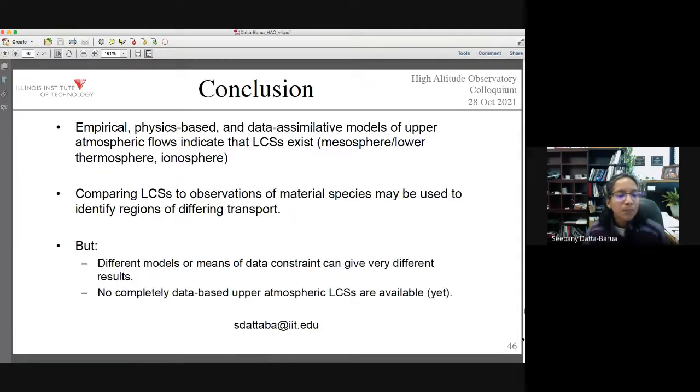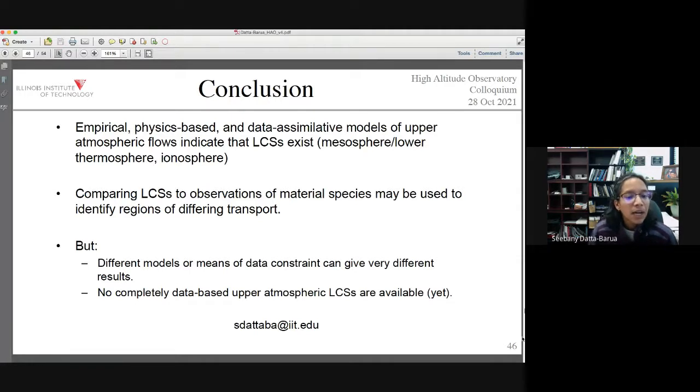So in summary, what I've been talking about here is the use of empirical physics-based and data assimilative models of the ionospheric drifts, thermospheric neutral flows, getting down close into the mesosphere and lower thermosphere. And they indicate that LCSs exist. In several cases, we were able to compare LCSs to observations of material species, polar cap patches, NOx, and we can use them to identify regions of differing transport and of confinement.